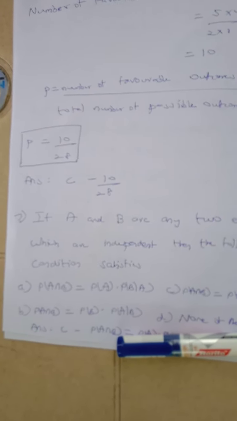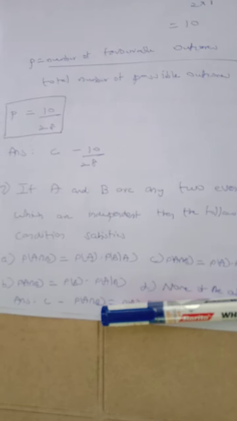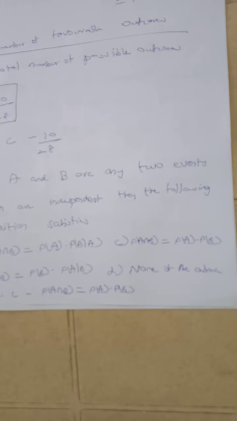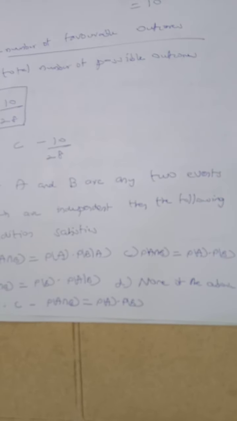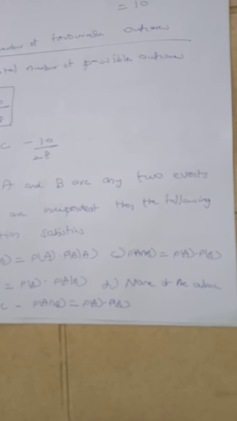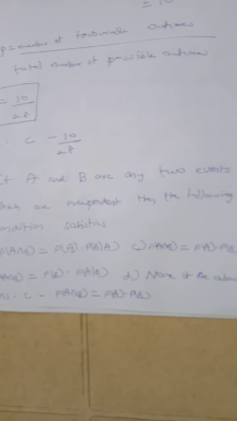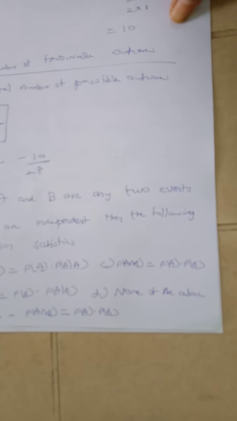Question number 7. A and B are any 2 events which are independent. The following condition satisfies. So it is a straightforward question. A and B are 2 independent events. Then probability of A intersection B is equal to probability of A into probability of B. Option C is the correct one. Let us move to the next question.